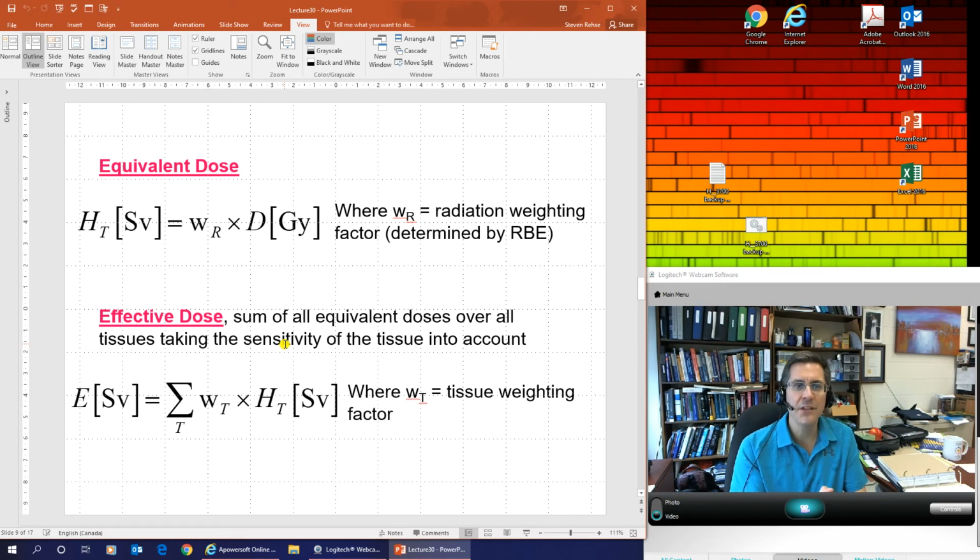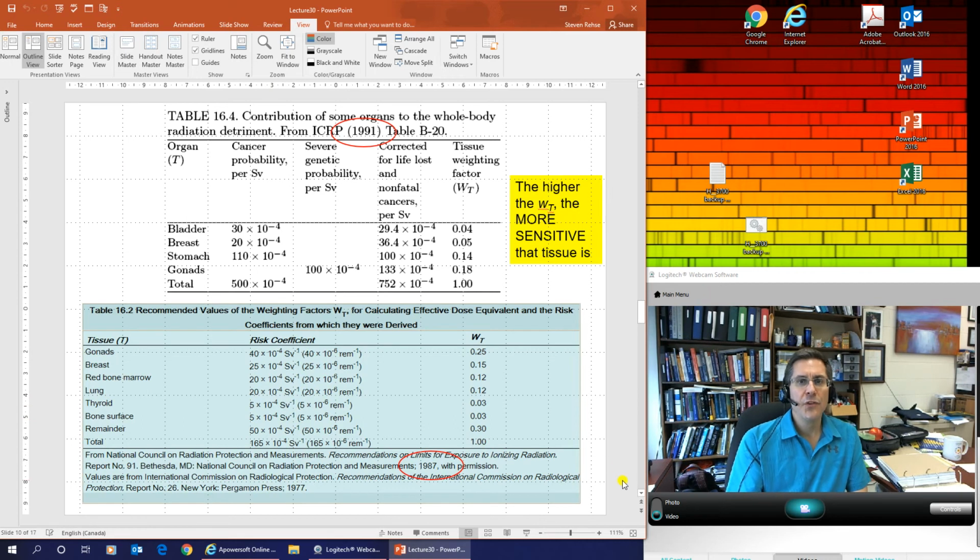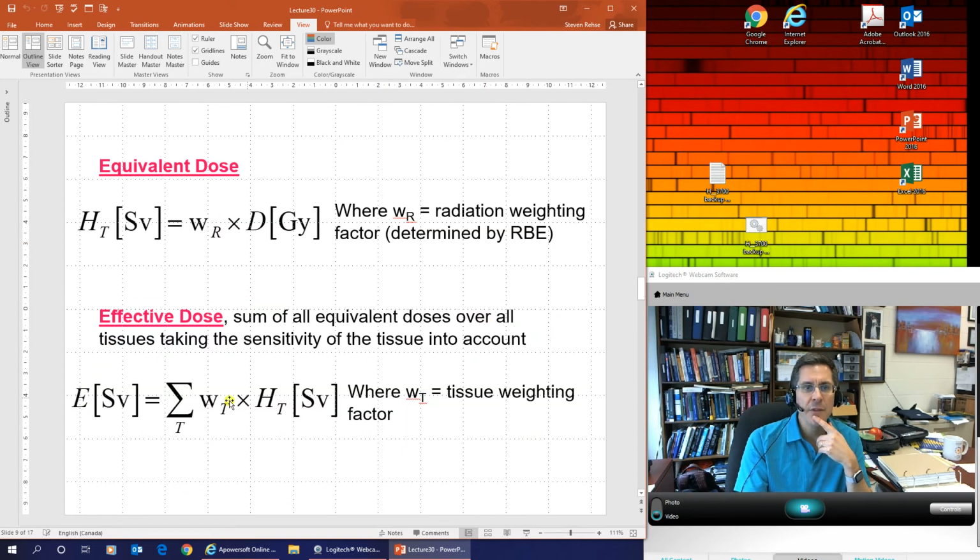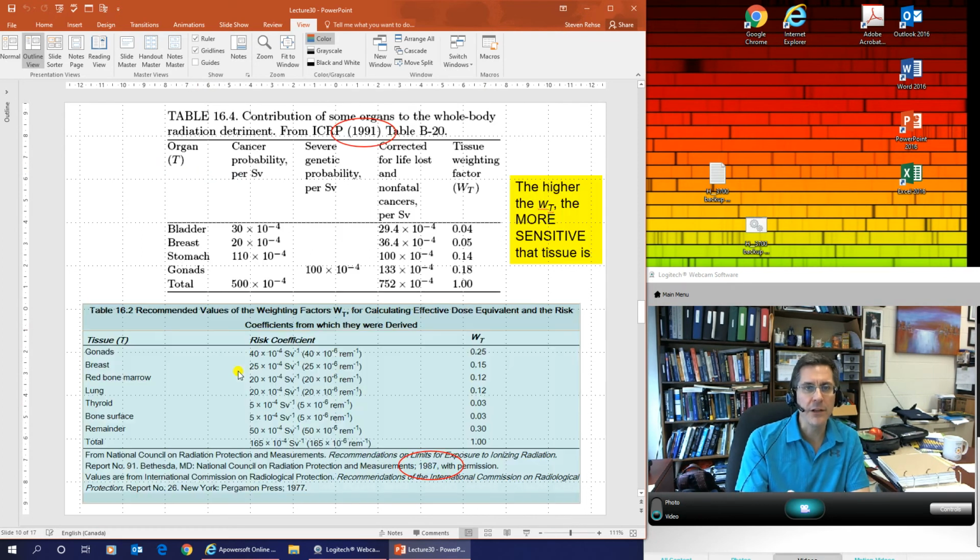If that doesn't make any sense, write it down. Ask me a question about it later, but these are very common dose ideas. So let's talk about these numbers again. Here is that table that I was showing you before with these W sub T's, these tissue weighting factors. The tissue weighting factors are going to give you the effective dose that you're getting.